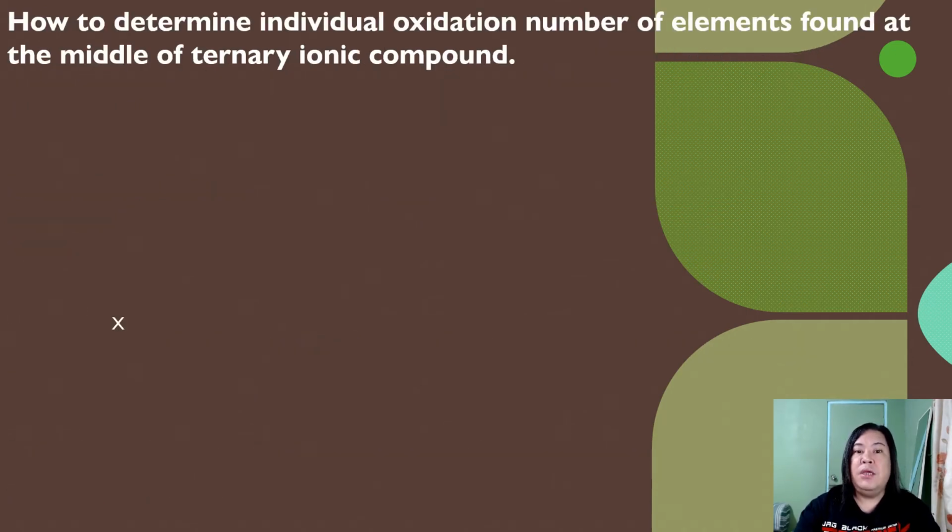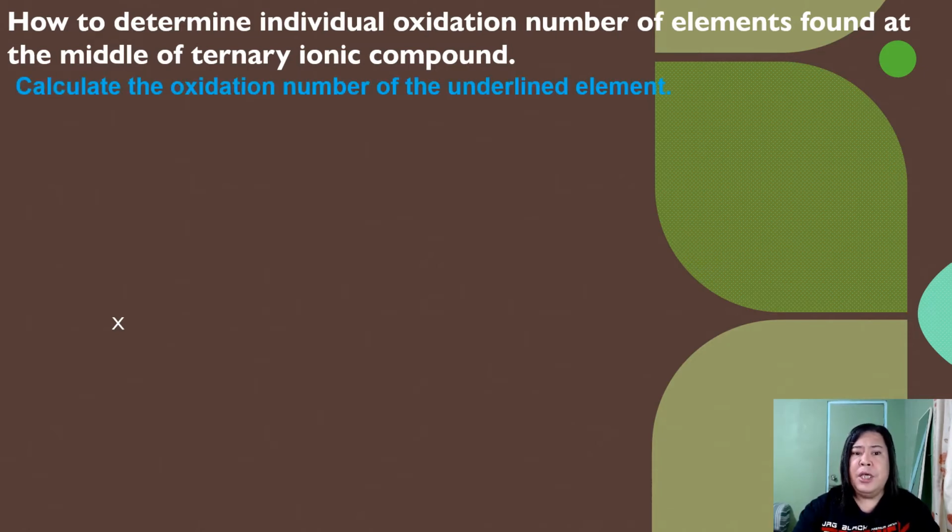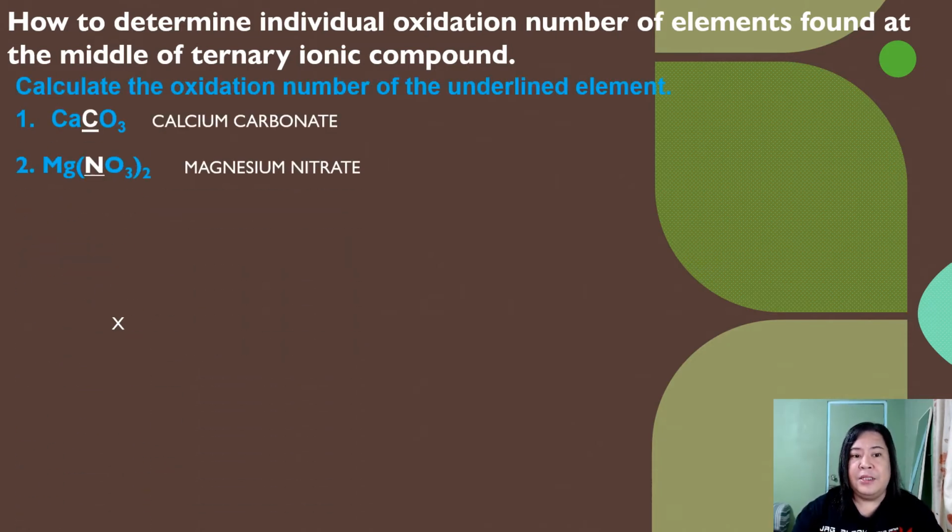Okay? So how to determine the individual oxidation number of elements found at the middle of a ternary ionic compound? So madali mag-assign ng oxidation number, just following the rule of assigning, like kung ano yung group niya, yun yung kanyang oxidation number. So in the case of a ternary compound, where there is an element in the middle of the chemical formula, how can we determine the oxidation number of that particular element? A. Calculate the oxidation number of the underlined element.